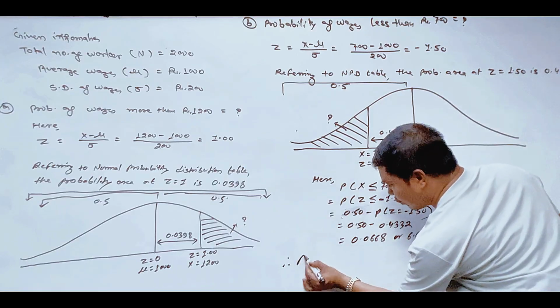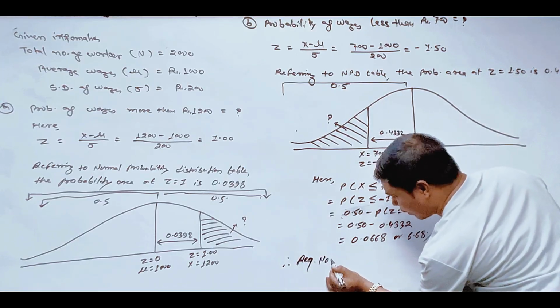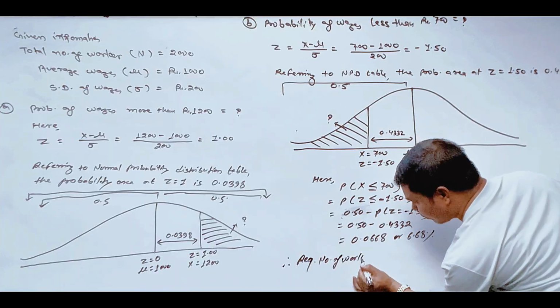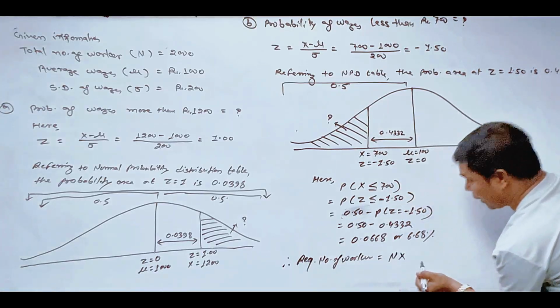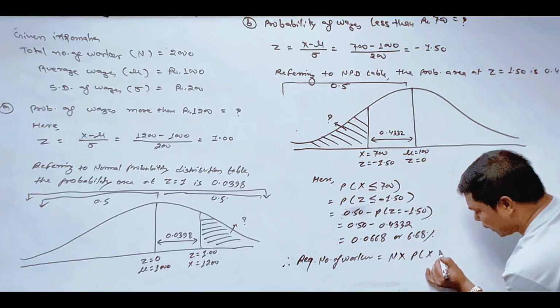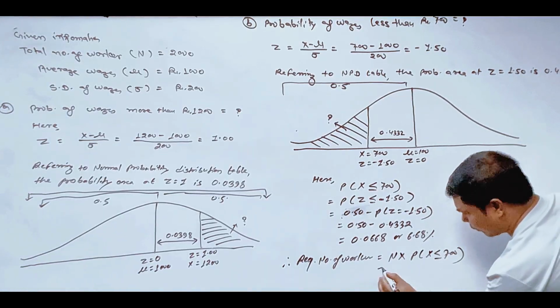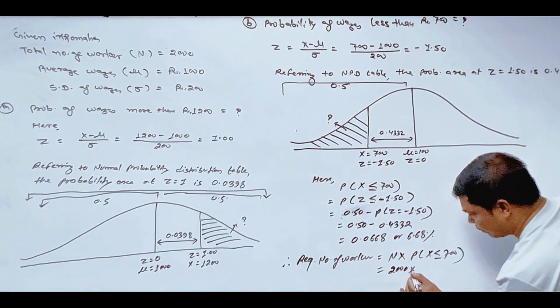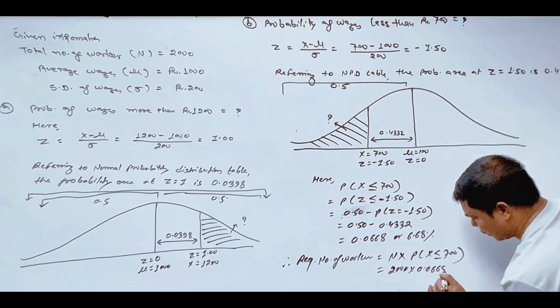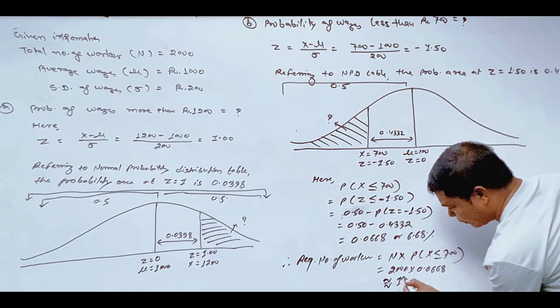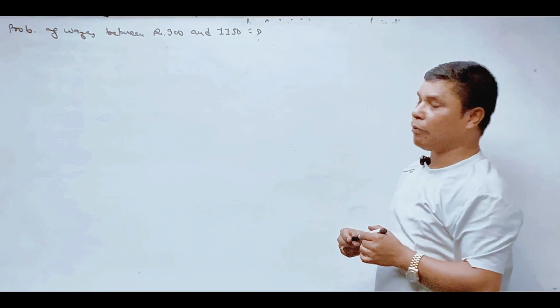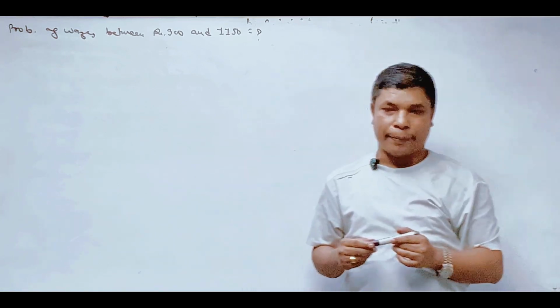Therefore, the required number of workers is n multiplied by P(x ≤ 700), 2000 multiplied by 0.0668. Approximately 134 workers. The third question is: what is the probability of wages between rupees 900 and 1150?